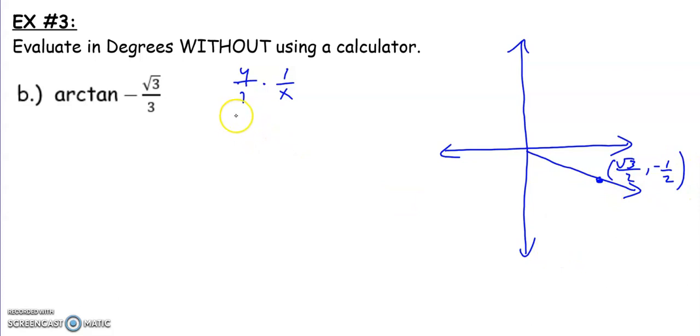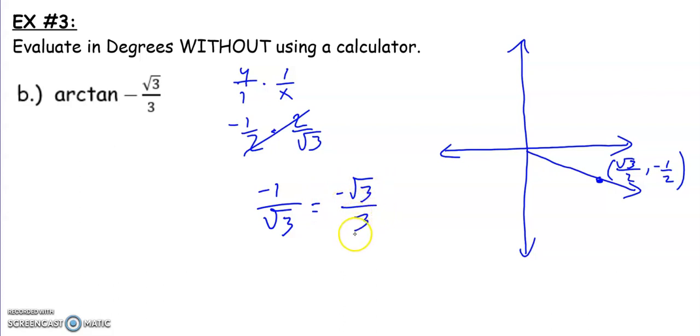How do I know it's this point? Well, if you take your y value, negative 1/2, and you multiply it by the reciprocal of x, you're going to notice the 2's cross out. That leaves me with negative 1 over radical 3. Rationalize that to get negative radical 3 over 3, and that's what I want. It's the first line below the x-axis, and that's at negative 30 degrees.